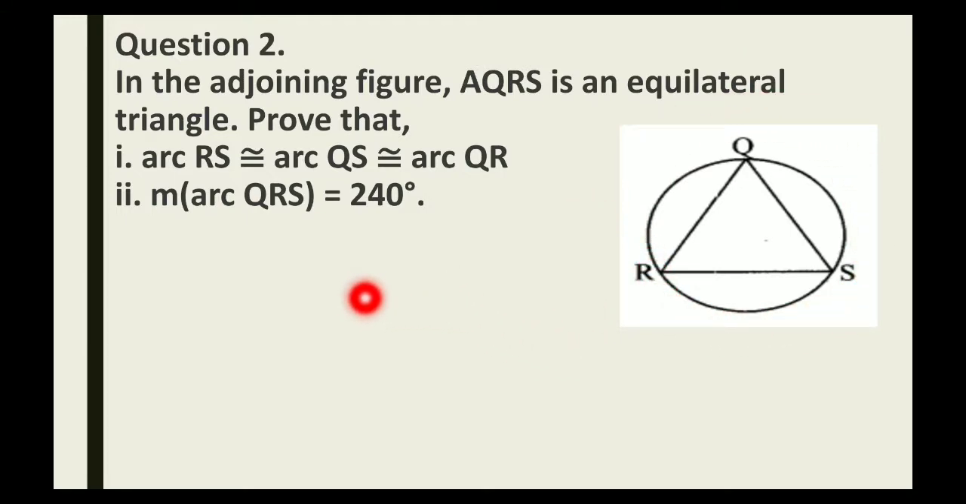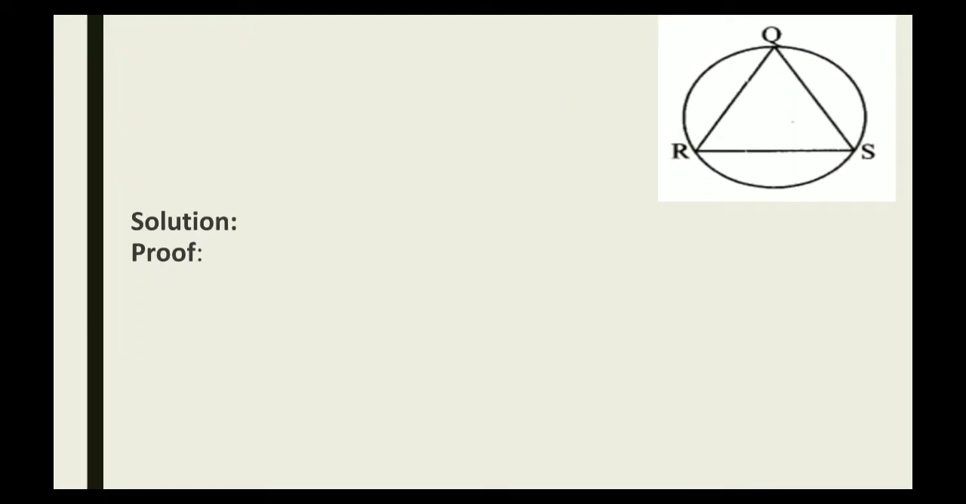Okay, now easily it can be proved congruent, children. We have learned its property also. And we have to find measure of arc QRS. Where is QRS? We have to prove that measure of arc QRS is equal to 240 degrees. So we will begin the sum.